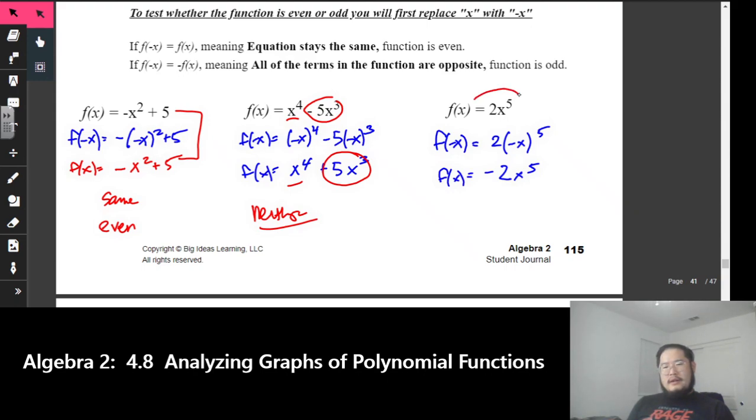I look at the original equation, it's positive. I look at the equation after I substitute f of x with negative x, and we only have one term, and it's opposite, right? This one's positive, this one's negative. So that tells me that this is an odd function. All right, so that pretty much sums up the part of 4.8 that we're going to worry about.